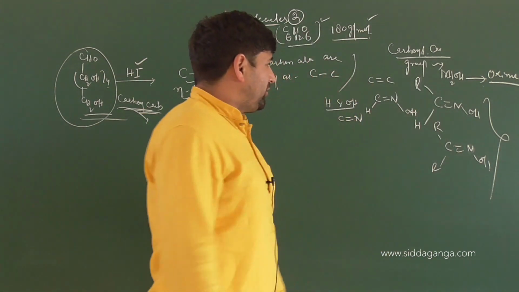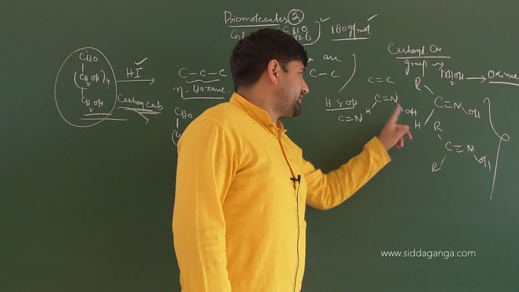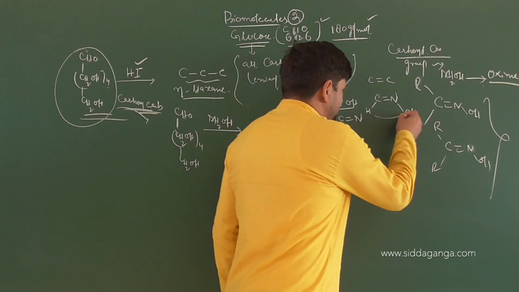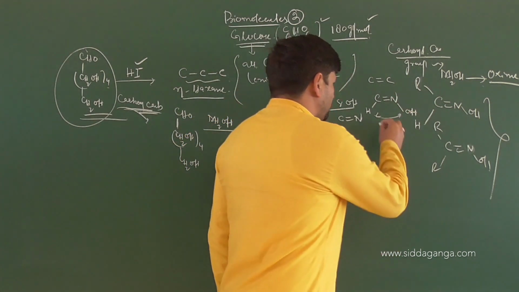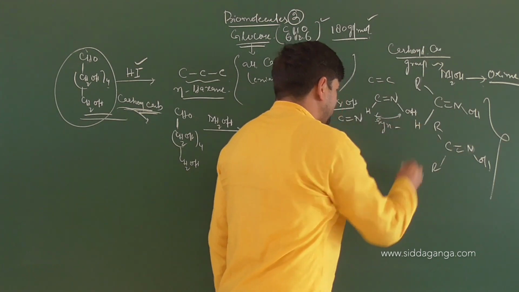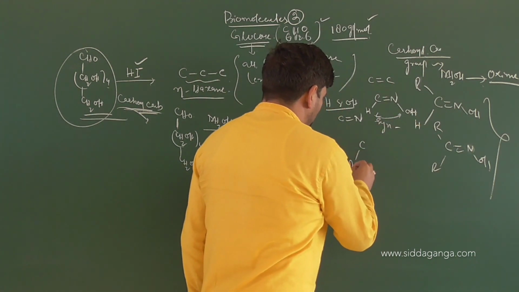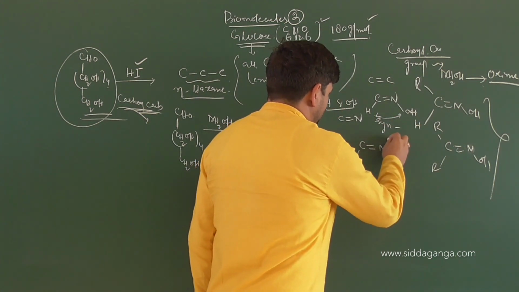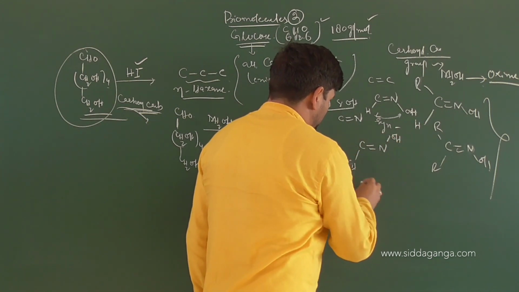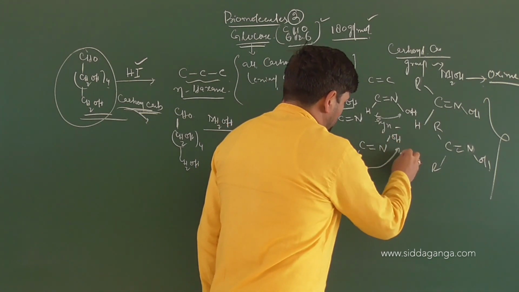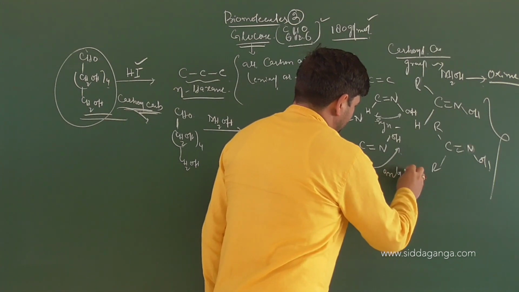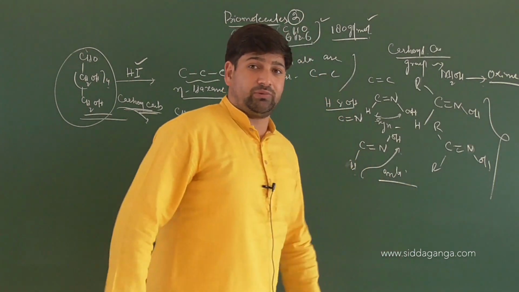Naturally, when there is an oxime, carbon is surrounded by hydrogen and OH. If both of these are present on the same side, we call this syn conformation. And if this C=N double bond and the H and OH group are present on opposite sides, this is called the anti-structure. This is called the anti-geometrical isomer.